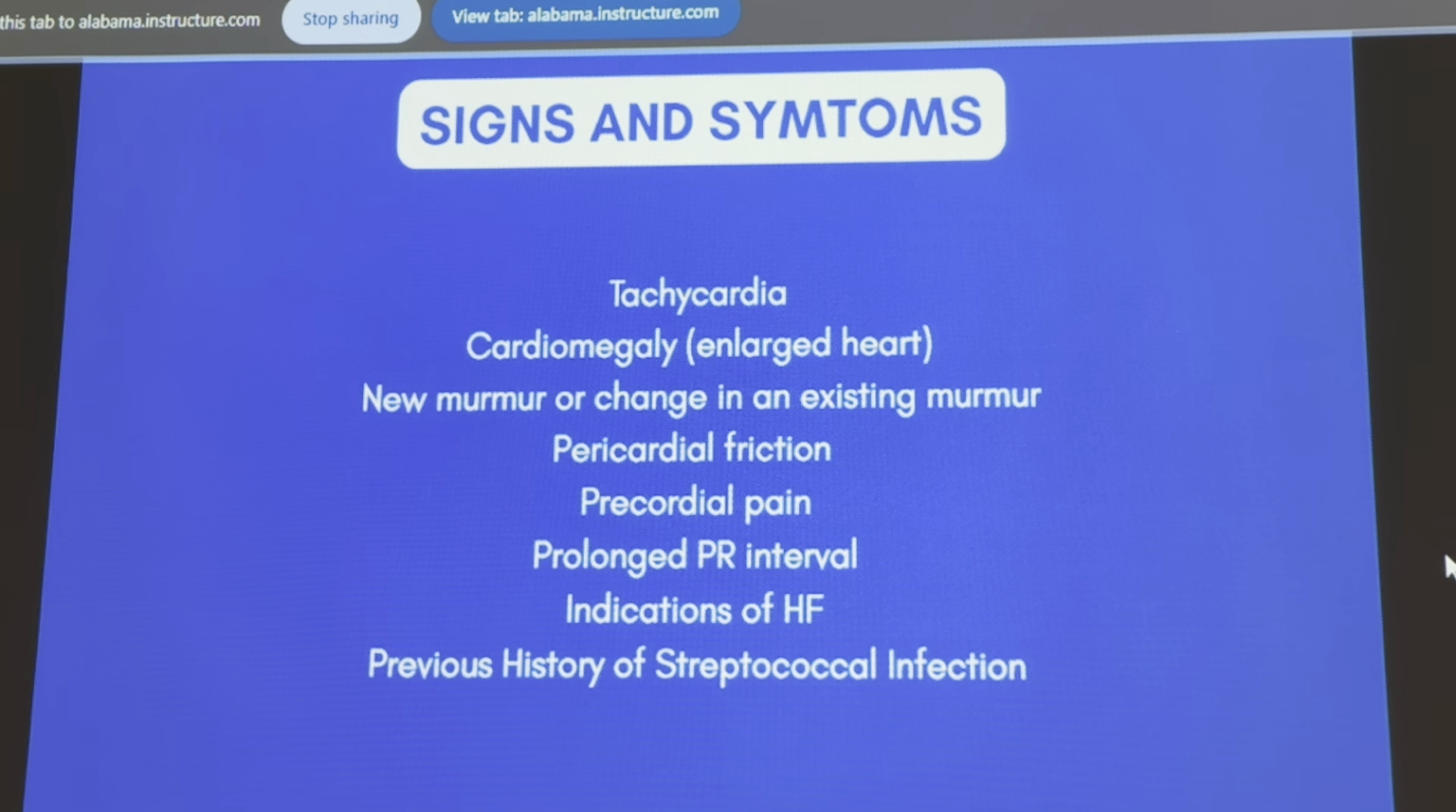Heart failure. What are some signs and symptoms of heart failure? Your thoughts? Edema. So it's going to be dependent on the right side versus the left side of heart failure. So right side of heart failure, it's going to be things like edema, JVD, right?